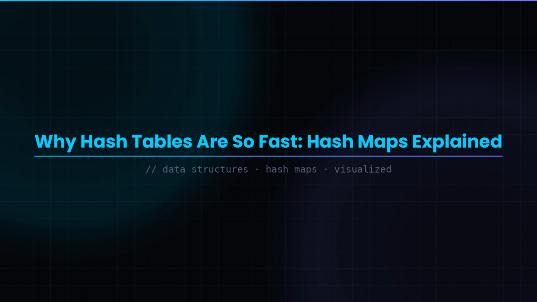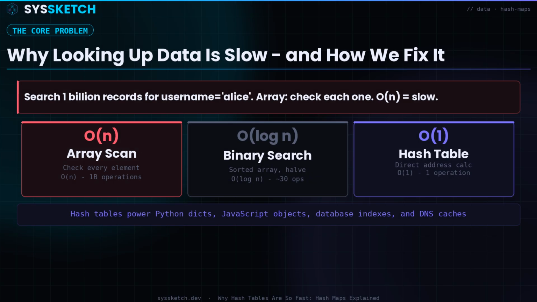Imagine you have 1 billion user records and you need to find the one belonging to Alice. With a plain array, you have to check every element one by one. In the worst case, that is 1 billion comparisons. With a sorted array and binary search, you can halve the search space each step, which gets you down to about 30 comparisons. That is better. But a hash table does it in 3 operations regardless of whether the table has 10 entries or 10 billion. O of 1, constant time.